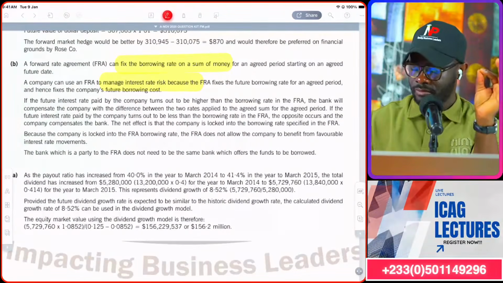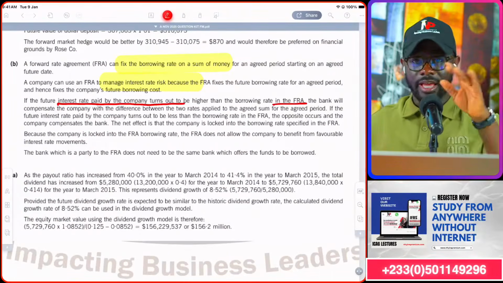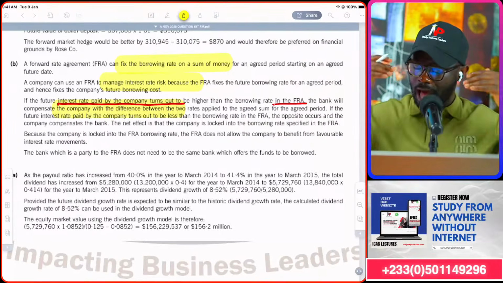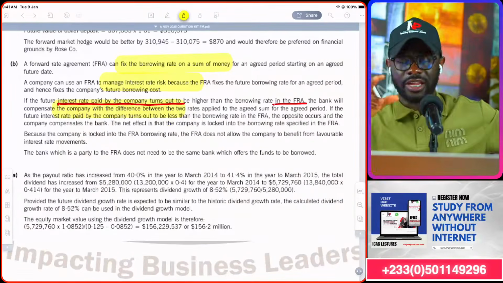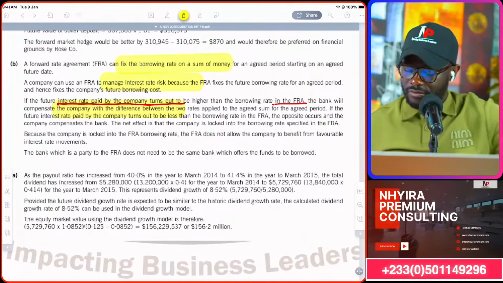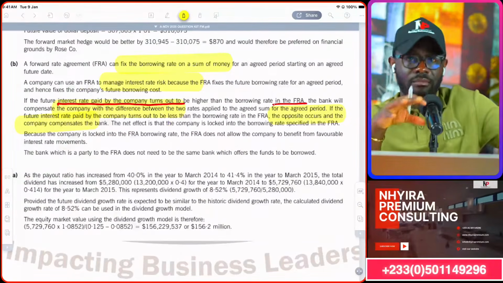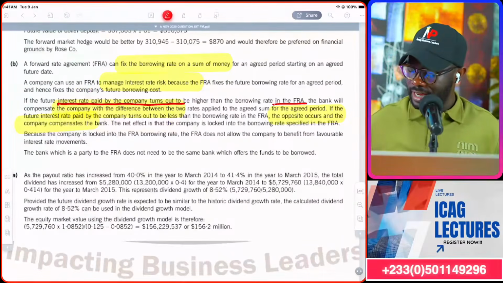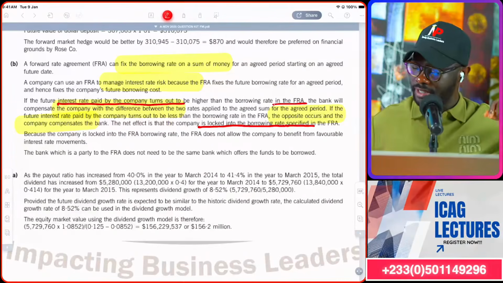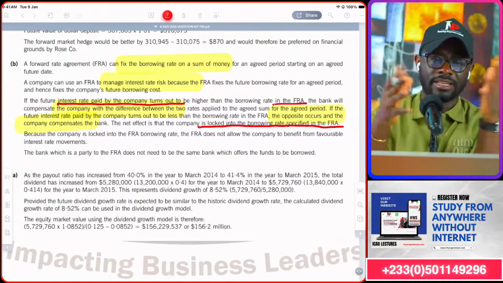But this is the twist. If the future interest rate paid by the company turns out to be higher than the borrowing rate in the FRA, the bank will compensate the company with the difference between the two rates applied to the agreed sum for the agreed period. If the opposite occurs, the company compensates what? The bank. And so at the end of the day, the net effect is that the company is locked into the borrowing rate specified in the FRA. That is the idea in respect of that.